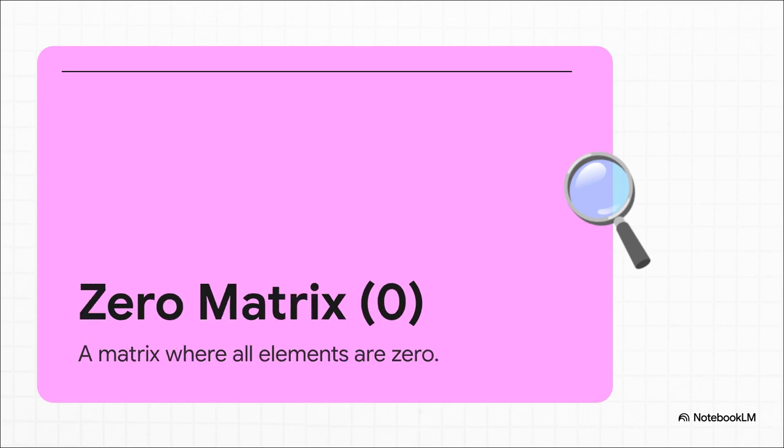And you guessed it, on the total flip side, we've got the zero matrix. It's the zero of the matrix universe. Every single spot in the grid is a zero. It's the ultimate blank slate, the reset button.